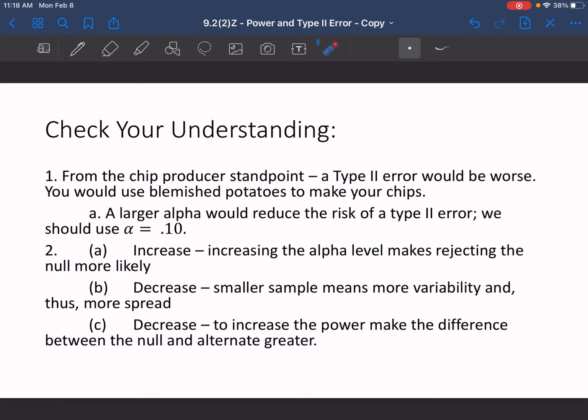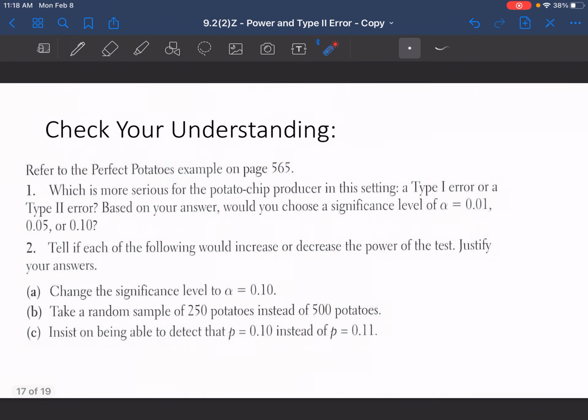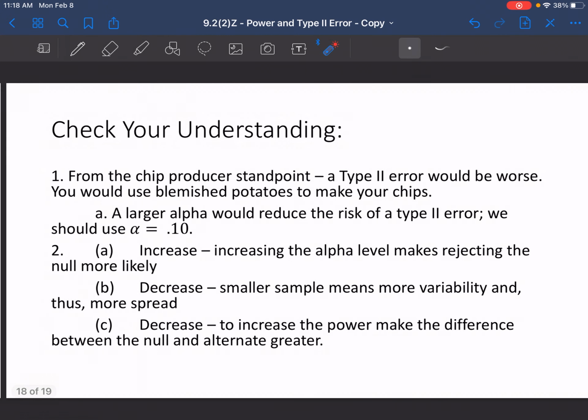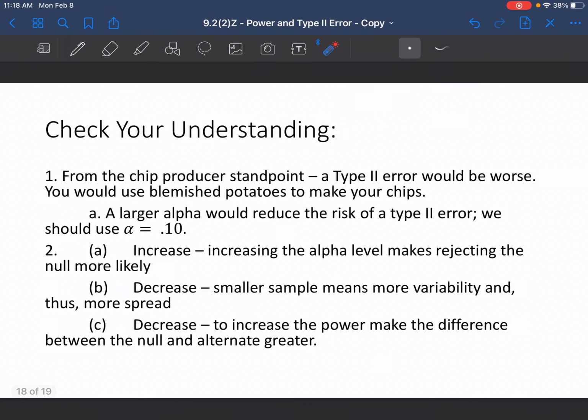And for C, if we want to decrease this part right here, that would mean, to increase the power, we would make the difference between the null and the alternate greater in this case. So that's essentially how we would want to answer each one of those parts for part 2 of that.